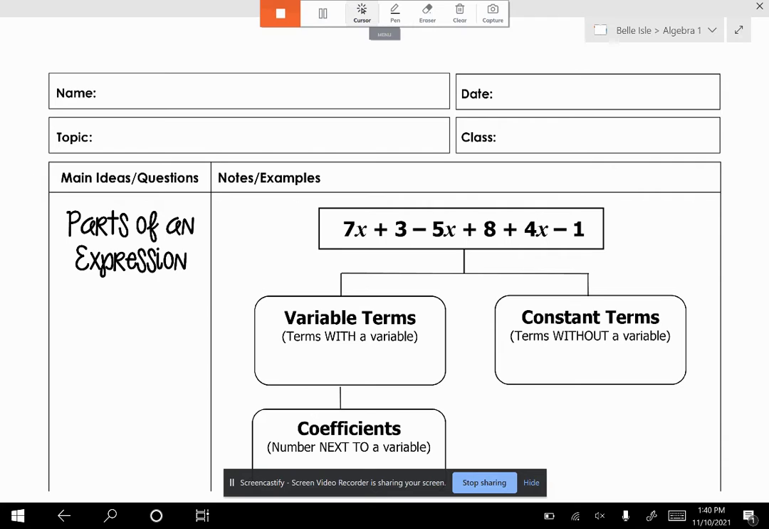Here we go. So, please put your name. Okay, what's today's date?